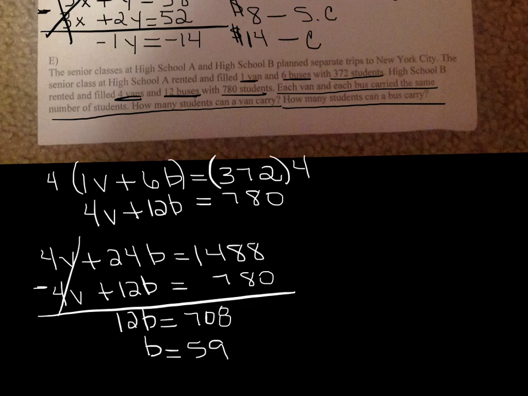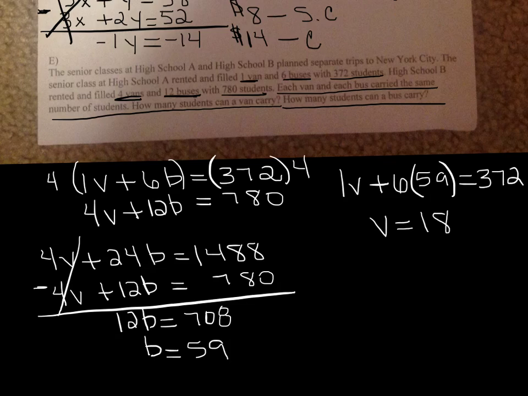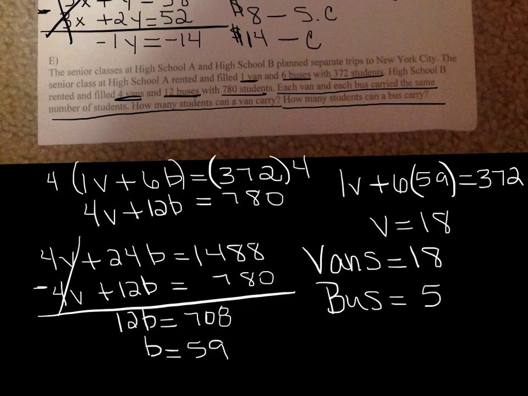Now I need to figure out how many people the vans will hold. So I'm going to plug in B as in boy into my original equation to solve for V. 1V plus 6 times 59 equals 372. I go ahead and solve for V as in Victor, and I get V equals 18. So the vans hold 18 people, and the buses hold 59.